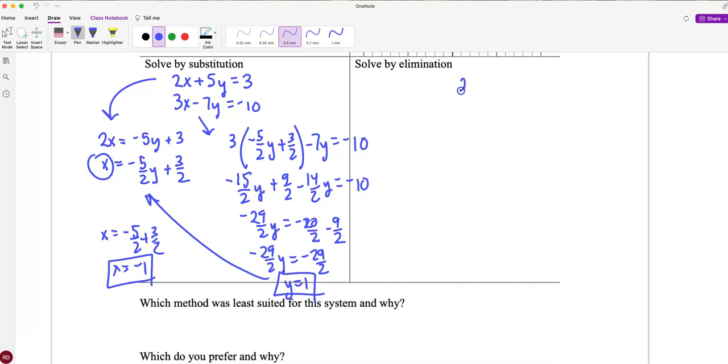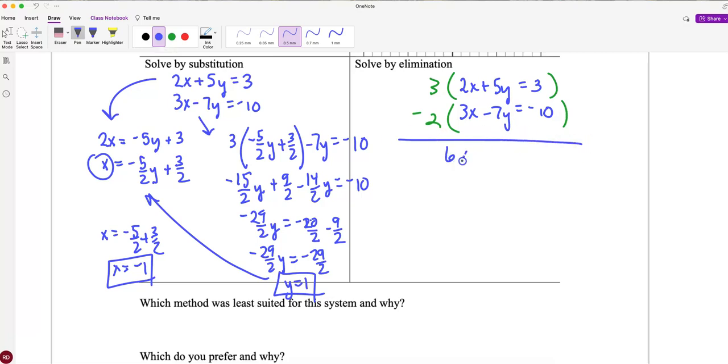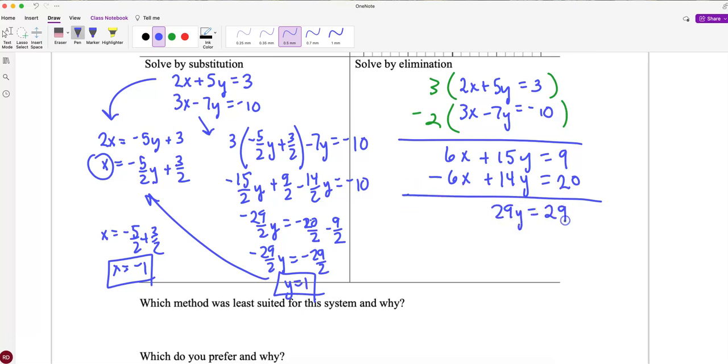Now by elimination, 2x plus 5y equals 3, 3x minus 7y equals negative 10. Multiply the top equation by 3, the bottom one by negative 2. And then I get what? 6x plus 15y equals 9. Negative 6x plus 14y equals 20. So 29y equals 29. y is 1.